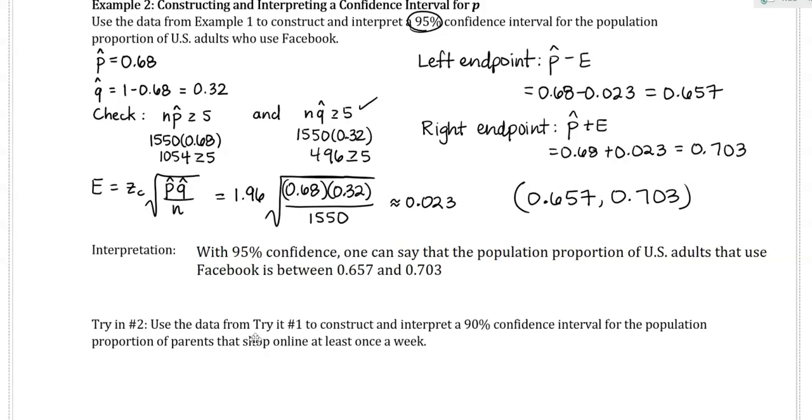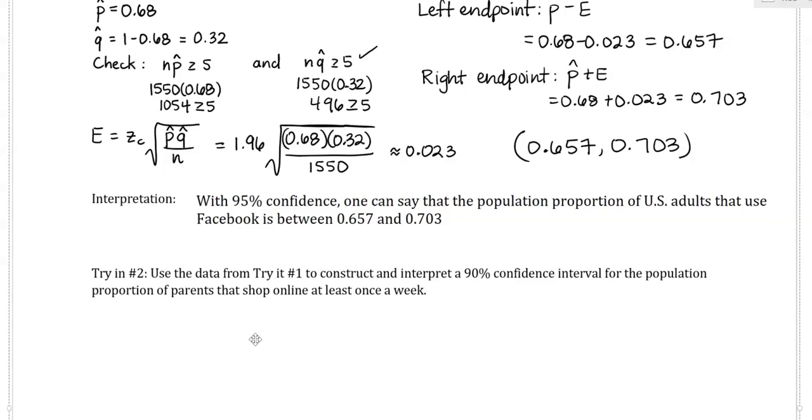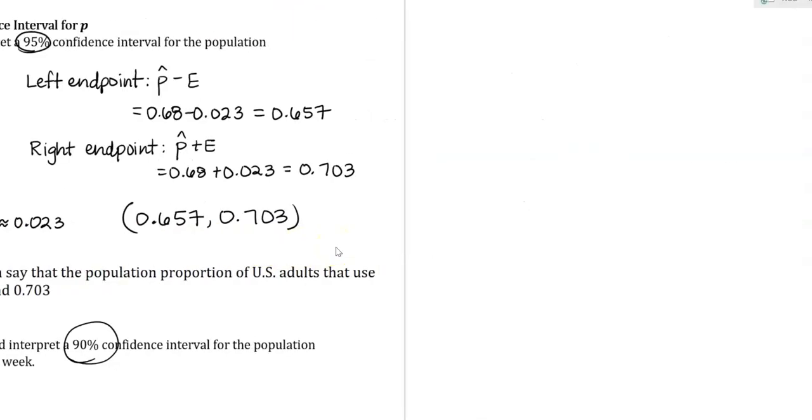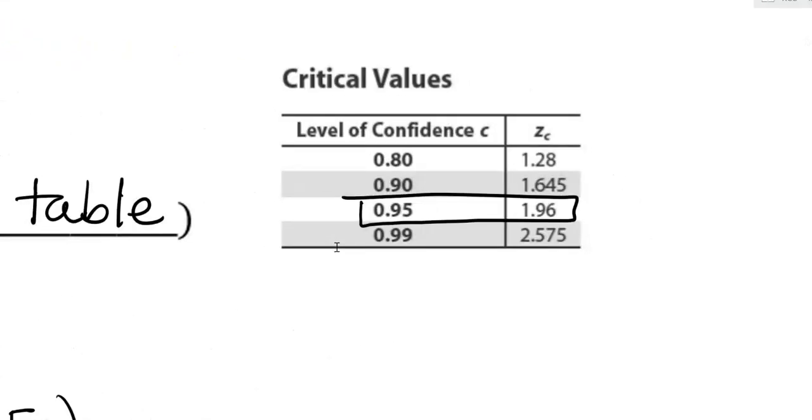So now I want you all to try to do the same thing with this same example, but this time only working with a 90% level of confidence. The only thing that should be changing is the critical value you use. You should not be using 1.96 anymore, because you will need to go over to the standard normal table and see what critical value you should be using if you want a 90% level of confidence. You'll try that example on the next slide.